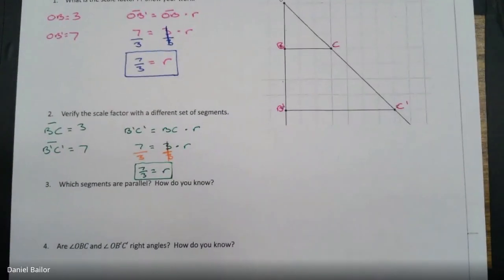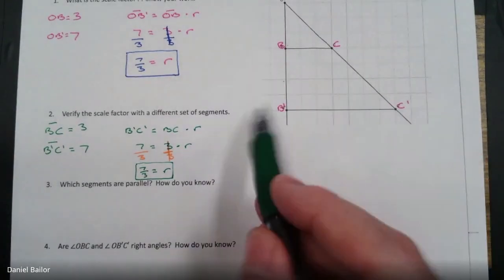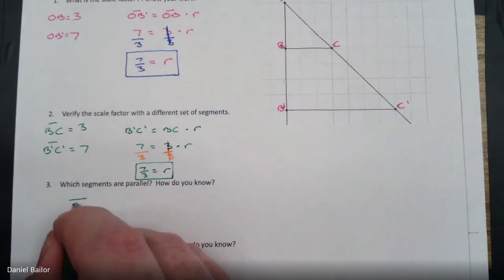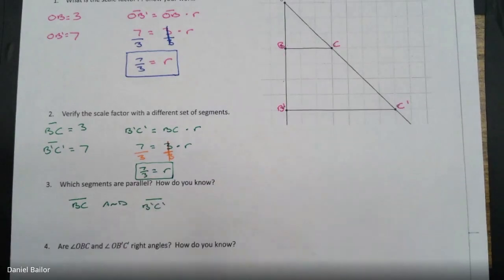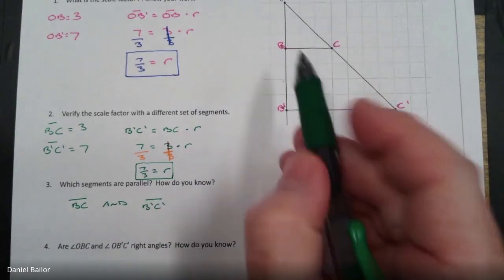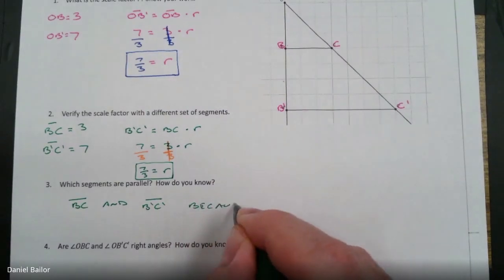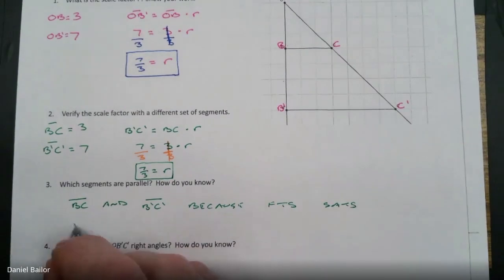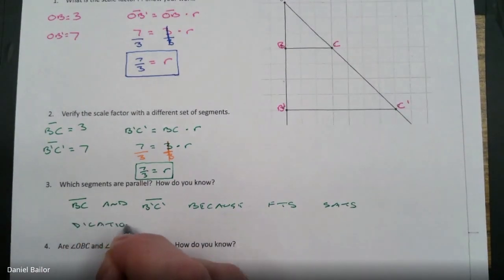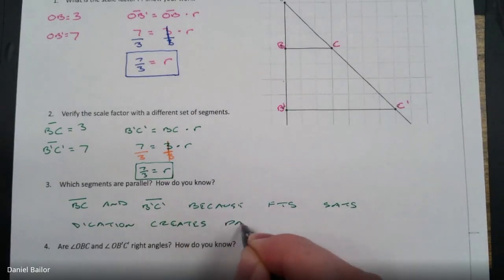Number 3, which segments are parallel? Well, looking at this diagram, segment BC and segment B prime C prime are parallel. Look at them, they never touch. And how do we know? Because FTS says dilation creates parallel lines.